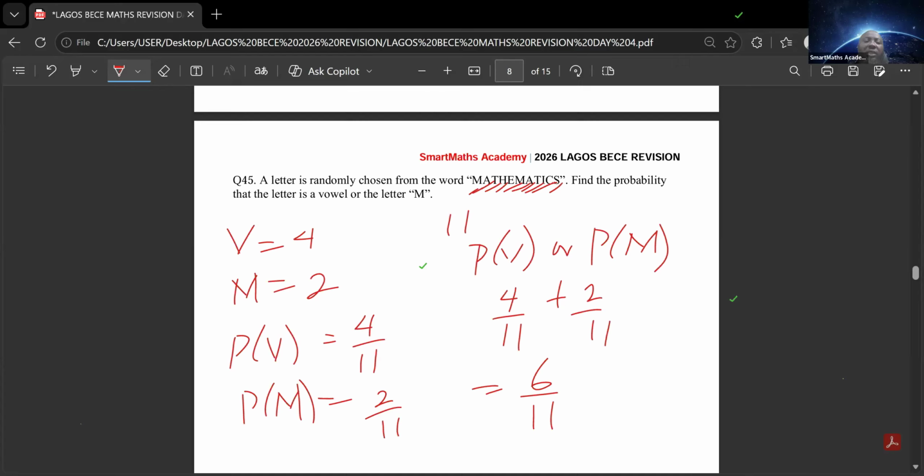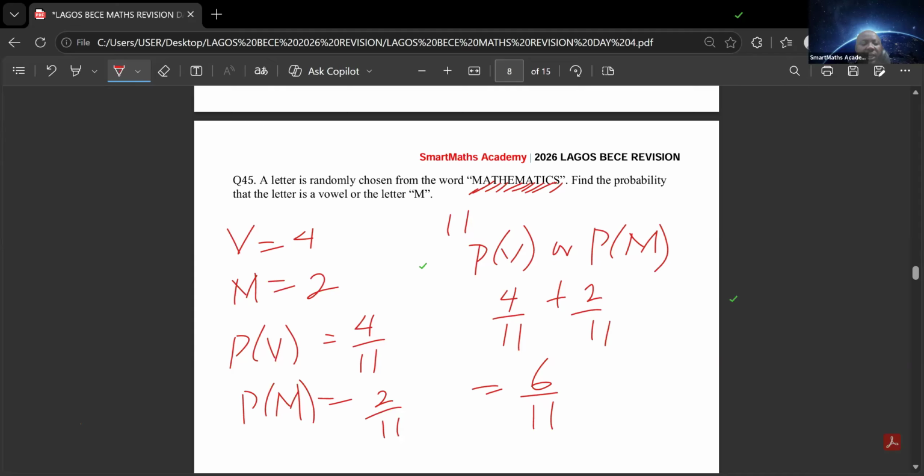But the question says the letter is either a vowel or an M. It's a vowel or an M. When you see "or" in mathematics, you add. So that means 4 over 11 plus 2 over 11. Because the denominators are the same, you just add the numerators, 4 plus 2. That gives 6 over 11. That's what I did there. I hope that is clear. Is that clear?